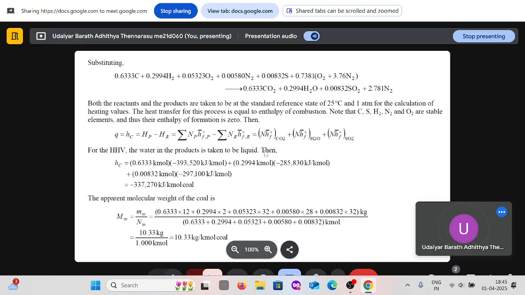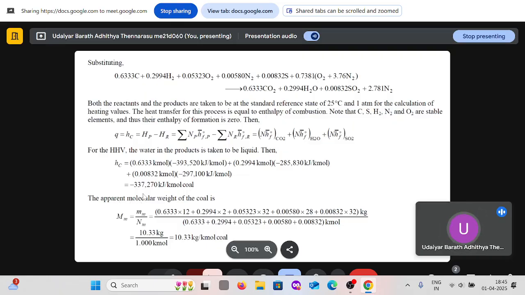Substituting the enthalpies of formation and the moles of CO2, water and SO2, we get the heat of combustion as minus 3,37,270 kilojoule per kilomole of coal. So this much amount of energy is released, and this equals the higher heating value. Here the enthalpy of formation of water is taken as liquid.